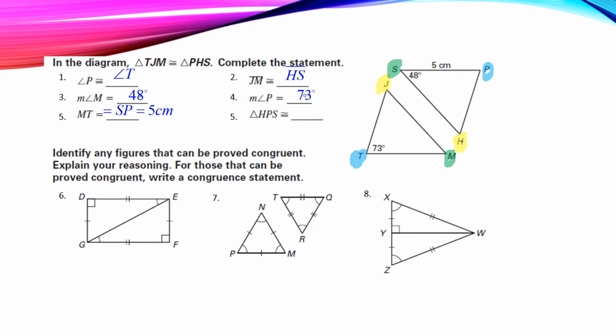For number 5, we have triangle HPS. So we're going yellow, blue, green. So we need to also go yellow, blue, green for the next one. So we'd have JTM, triangle JTM.